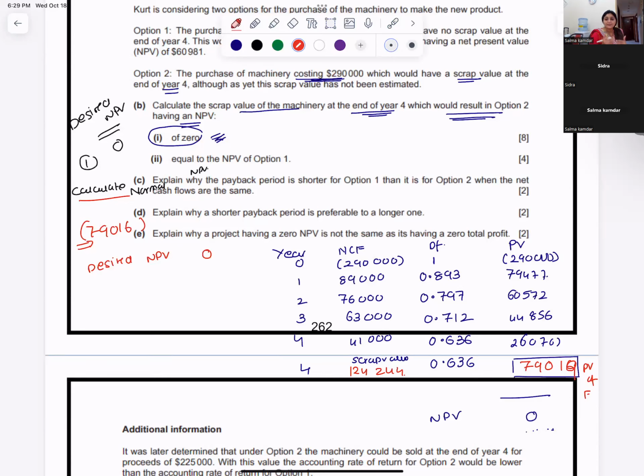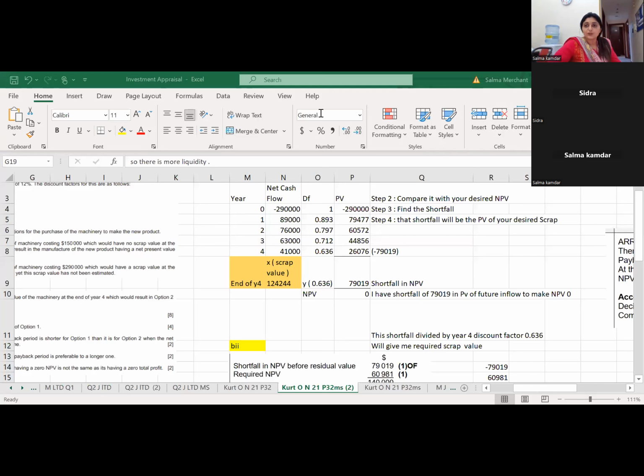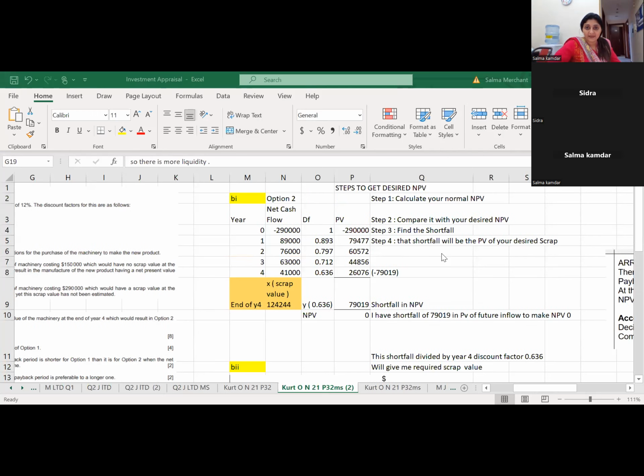When you divide the shortfall by your year 4 discount factor, you had a shortfall of 79,019. When you divide this shortfall by your year 4 discount factor, you will get the future inflow that you want, the scrap value at the end of year 4. So you need to memorize these steps. These are your steps to calculate your desired NPV.